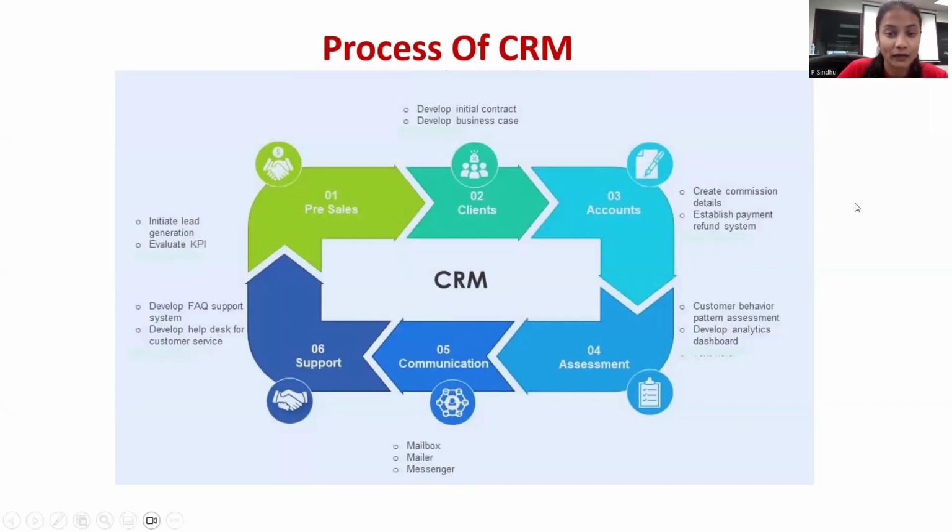In the next step, we have clients who have already purchased our products and are at the initial contract phase. In the third level, we have accounts. The company creates accounts in the system for the clients for sales monitoring. At the assessment level, we observe the data of the customer and try to analyze behavior patterns using the data that we have collected.